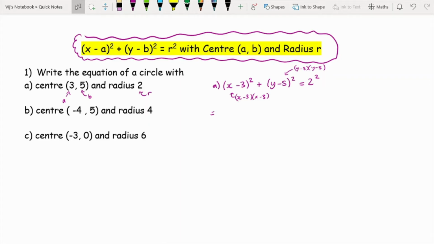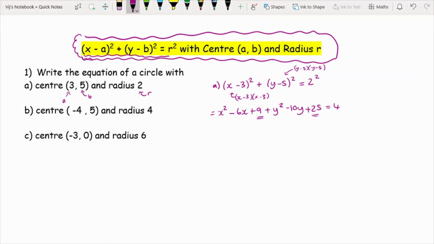So expanding this out, we get x squared minus 6x plus 9 plus y squared minus 10y plus 25 equals 4. And then I could either leave it like this, or I could choose to move the constants to the other side. If I do that, you might notice and think to yourself, well, hang on a second, we're going to end up with a negative value. Now do remember that in order to work out the centre and the radius of a circle, it needs to be in this format here.